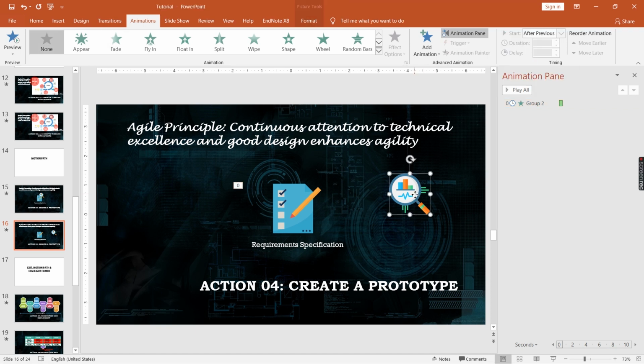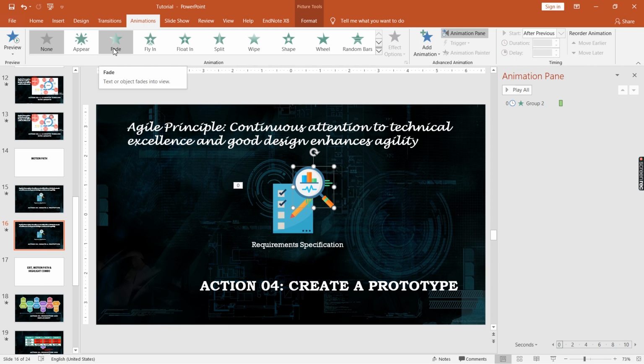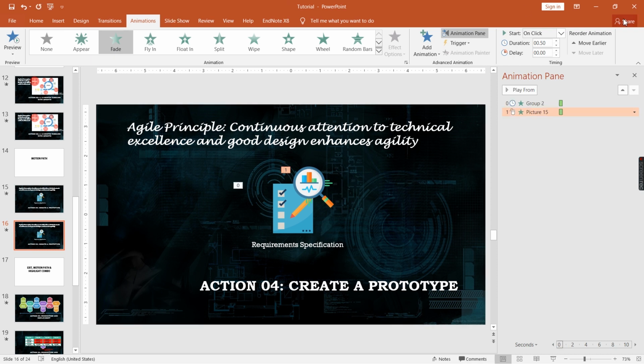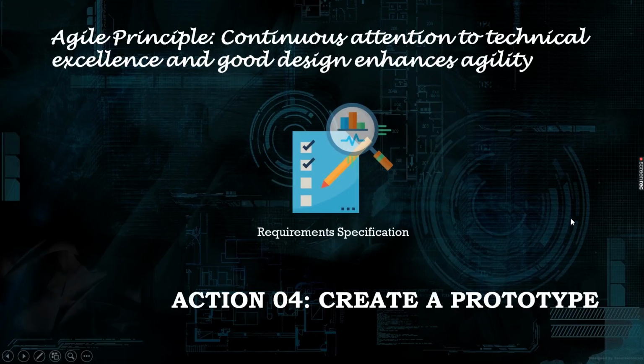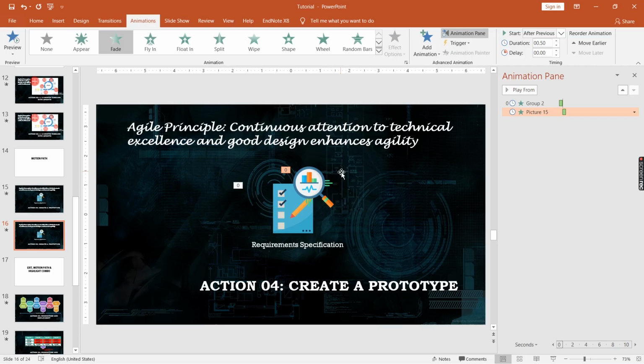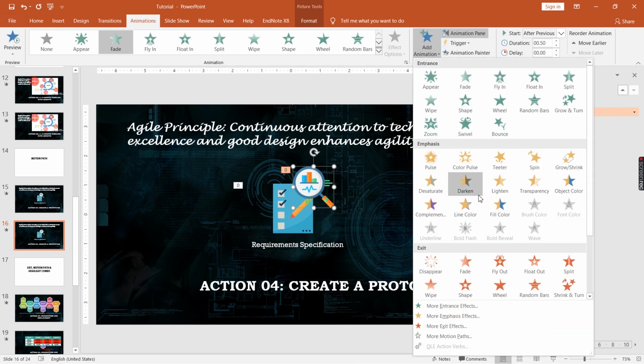Then I drag this one here. Again, I need it to appear first before it does the motion path. So first press fade and click after previous. So going into slideshow mode, both of those appeared. And then I'll add animation, which is the motion path.